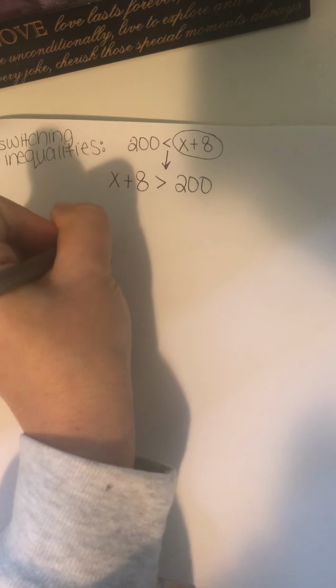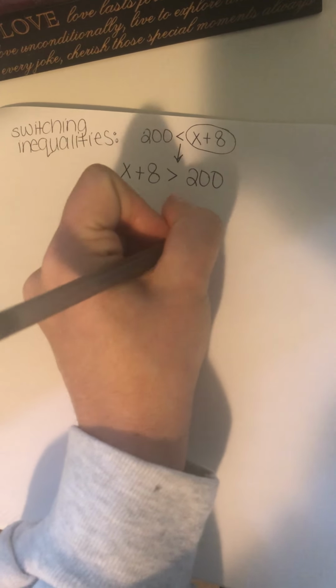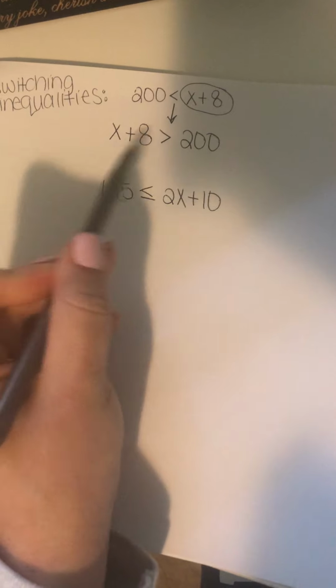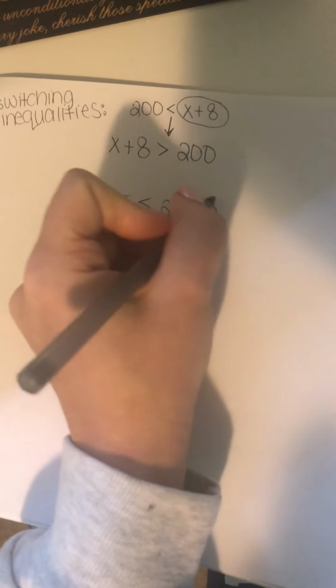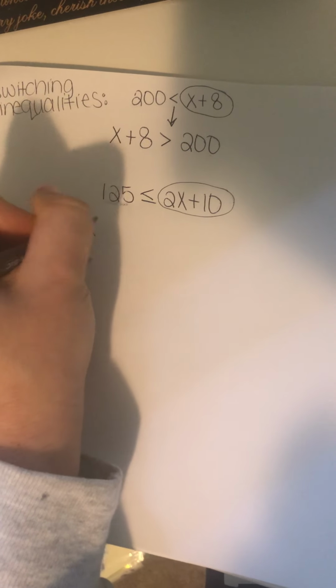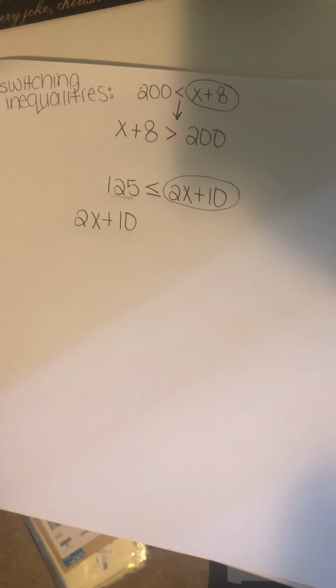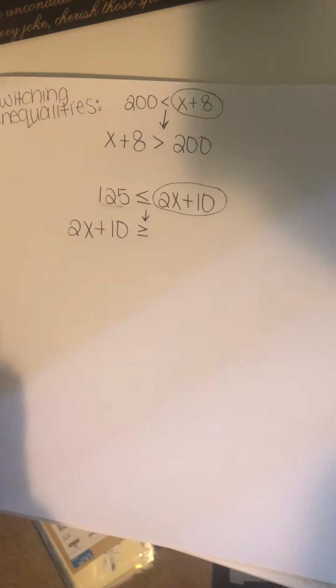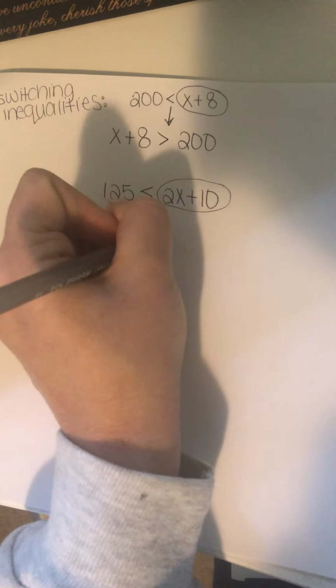And you can do this every time. So if I gave you one like this, we don't like it like this because our solution, our number by itself, is on the left side. We always like it on the right side. So to rewrite it, we take what's on the right, we put it on the left. We don't change any order. We keep it the way it is. Okay? We switch the inequality symbol, and then we bring over the solution to the right side.